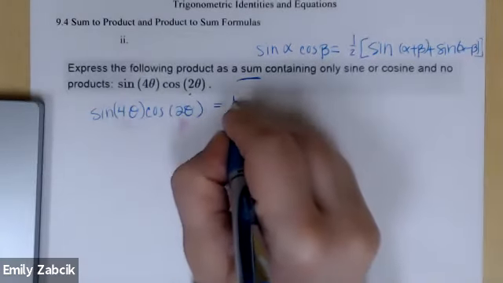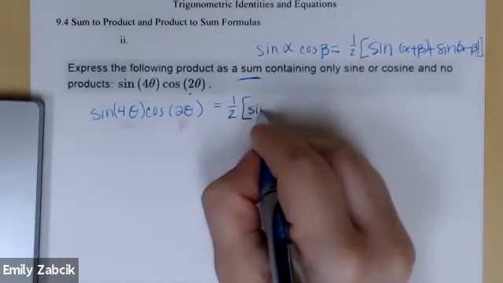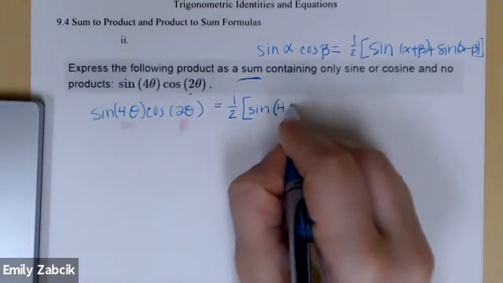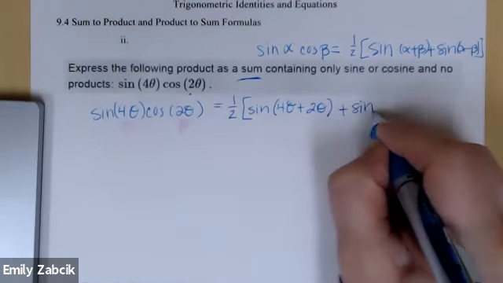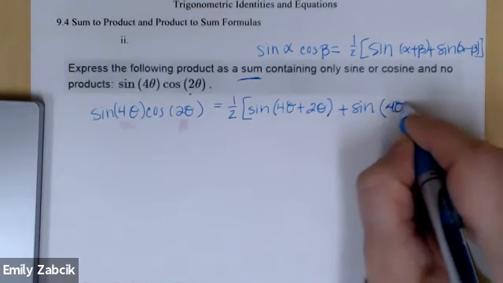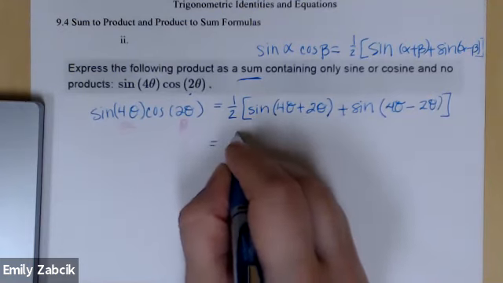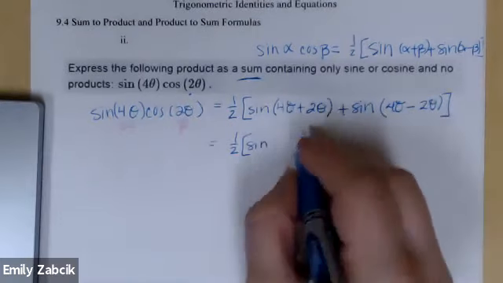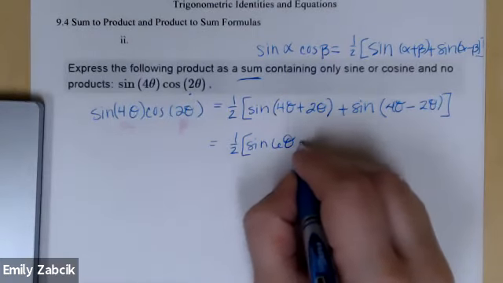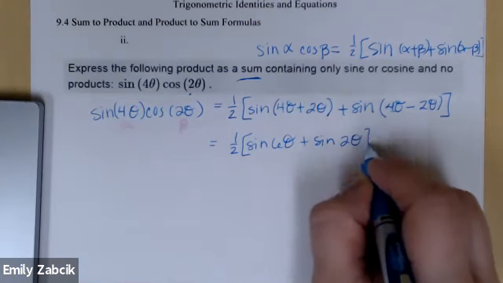So this is going to be equal to 1/2 from the formula sine alpha. So I'm going to say sine alpha is 4 theta plus beta, which is 2 theta, plus sine of alpha 4 theta minus beta 2 theta. So in this case, don't lose your 1/2. And I'm going to end up with sine of 4 theta and 2 theta give me 6 theta. Plus sine of 4 theta minus 2 theta, that gives me 2 theta.